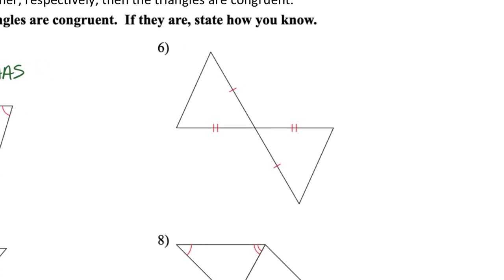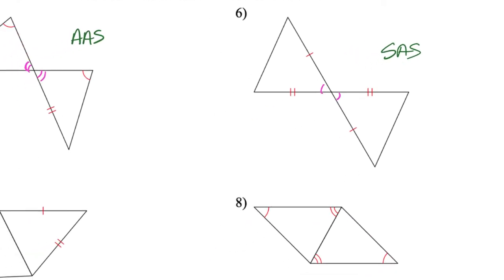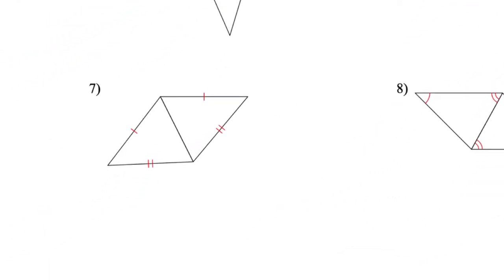Let's see number six. So number six, again, I can prove that this angle is congruent to that one. Now I have two sides, so that means that I have side, angle, side, and side, angle, side. So right here, by side, angle, side, we can prove that those two triangles are congruent. Let's see number seven. Again, we know that this by reflexive property is congruent to itself. So now we have all three sides of one triangle congruent to the other one. So by side, side, side.